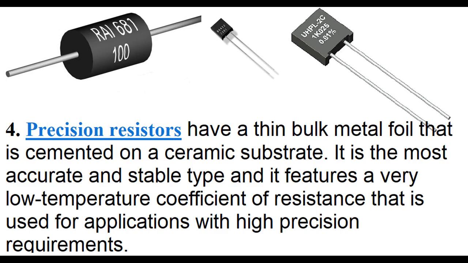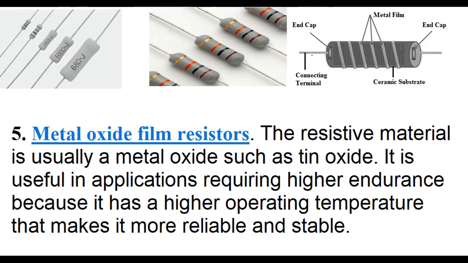4. Precision resistors have a thin bulk metal foil that is cemented on a ceramic substrate. It is the most accurate and stable type, and it features a very low temperature coefficient of resistance that is used for applications with high precision requirements. 5. Metal oxide film resistors. The resistive material is usually a metal oxide such as tin oxide. It is useful in applications requiring higher endurance because it has a higher operating temperature that makes it more reliable and stable.